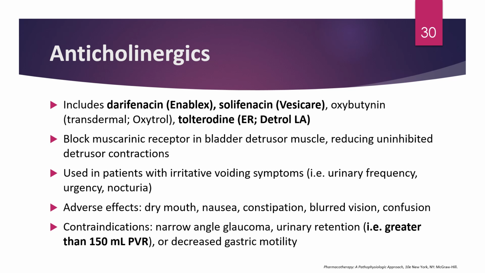Obviously, with our anticholinergics, we have all of the typical anticholinergic symptoms: dry mouth, nausea, constipation, blurred vision, confusion. It's obviously important not to give these to patients with narrow angle glaucoma, as it may worsen that disease state, as well as urinary retention, such that the post-void residual is greater than 150, because if you are giving this to a patient in those cases, you're actually going to be promoting urinary retention by giving an anticholinergic agent.